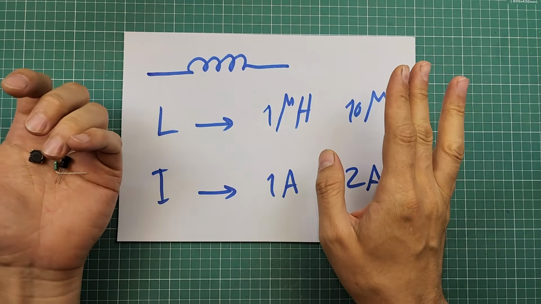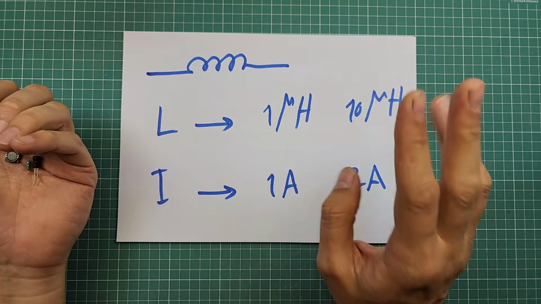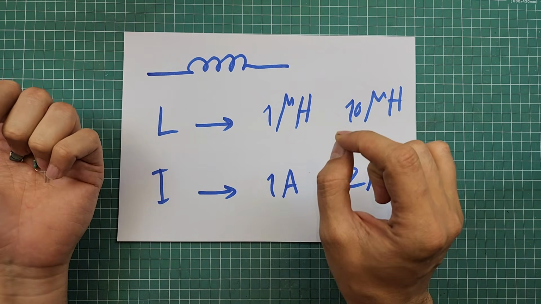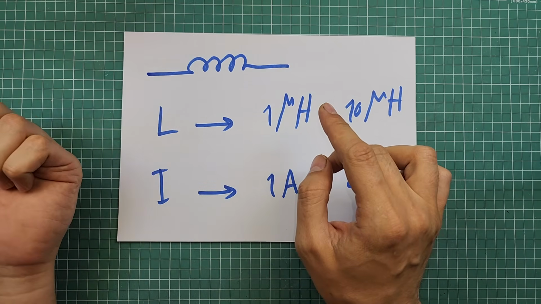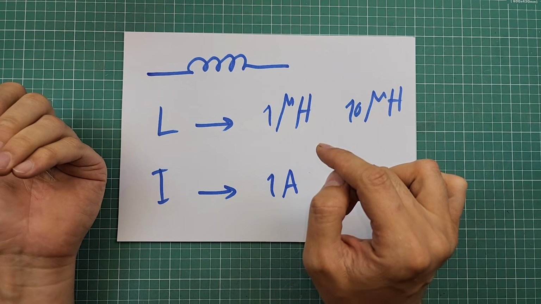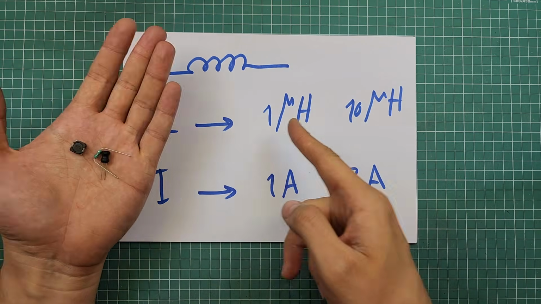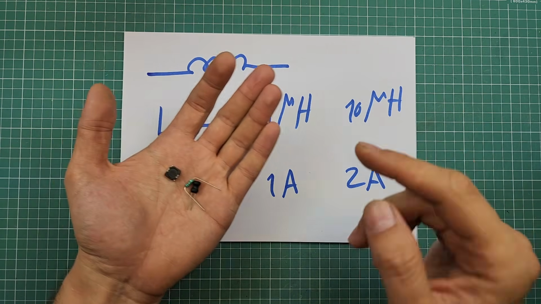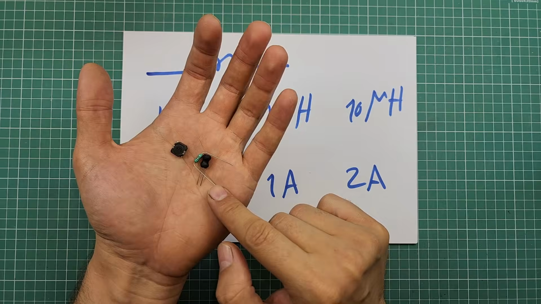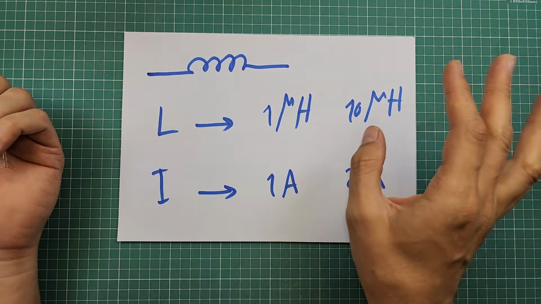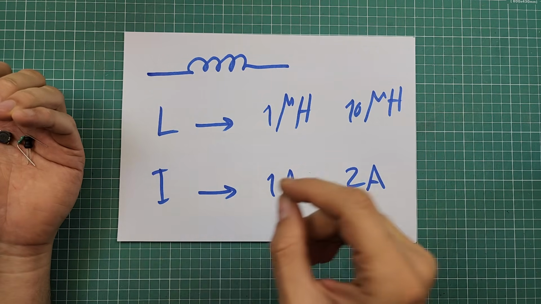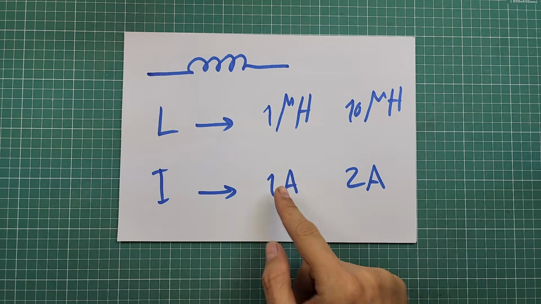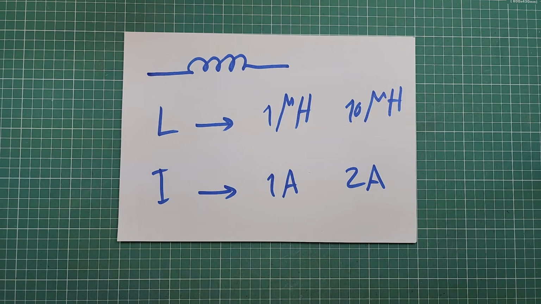Inductors have many parameters, but two of them are the most important to consider. First, the inductance, which is measured in Henry and symbolized by the uppercase letter L, for example, 1 microhenry, 10 microhenry, etc. And the second, the maximum current that the inductor can withstand, which is symbolized by the uppercase letter I and measured in amperes, like 1 ampere, 2 ampere, etc.